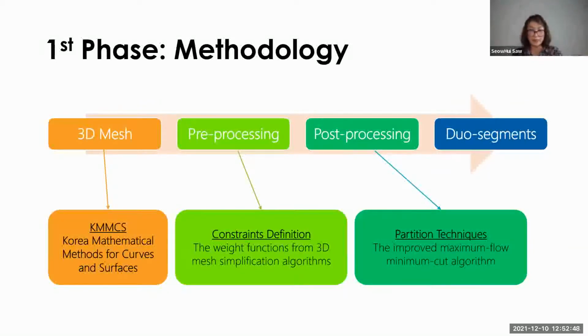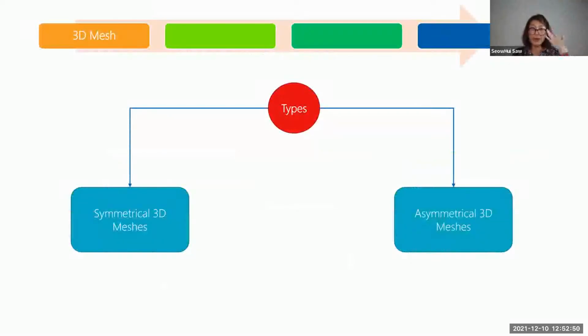So let's get a closer look at these processes. Now, the first process is the 3D mesh construction. I have been testing 2 different types of 3D meshes, and for my understanding, I actually categorize them into 2 different types.